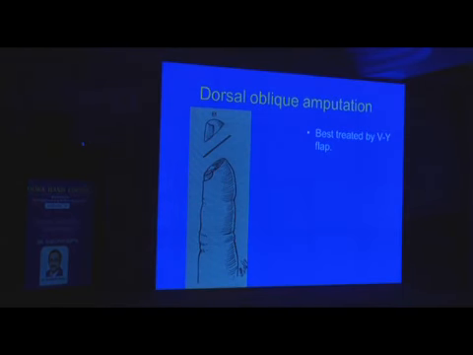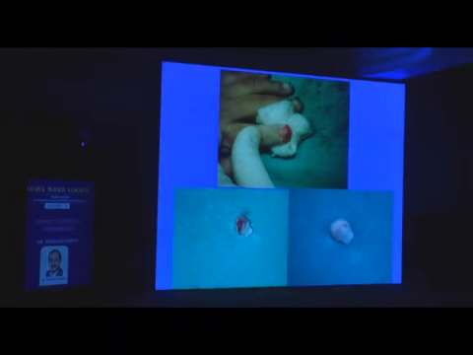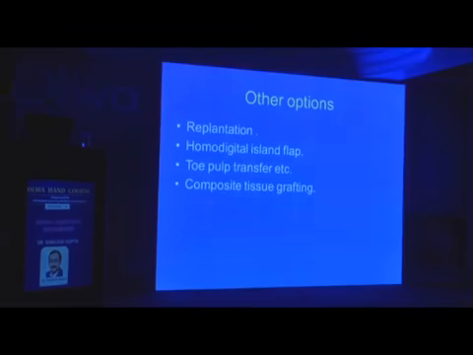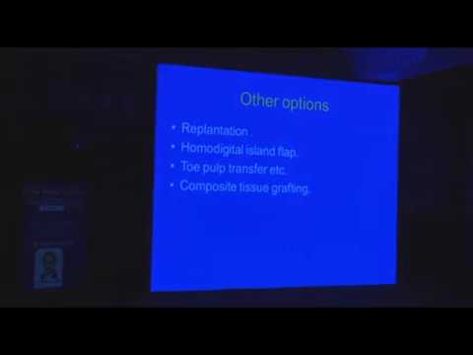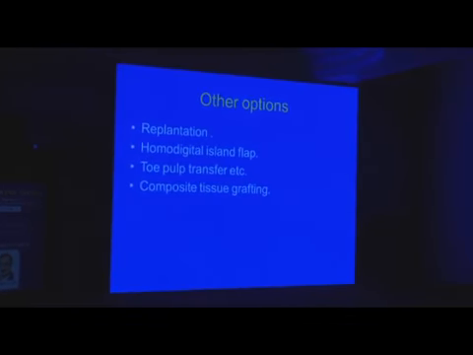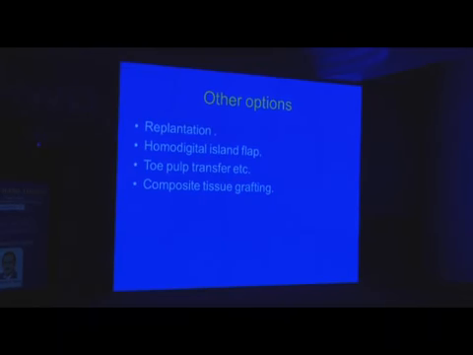Again, dorsal oblique, best treated by VY-plasty. Other option, if somebody is really a super microsurgeon, like Jim So Kim of Korea, can do a replantation of the fingertip. He can even put a free flap on the fingertip, I have seen him doing it personally. Homodigital island flap, toe pulp transfer, composite tissue grafting.